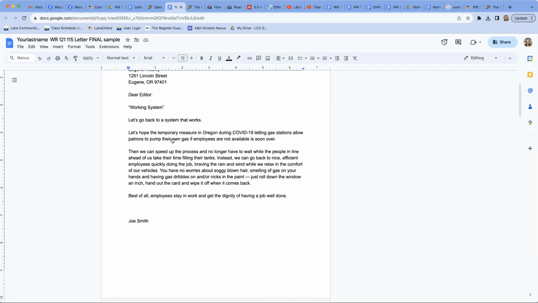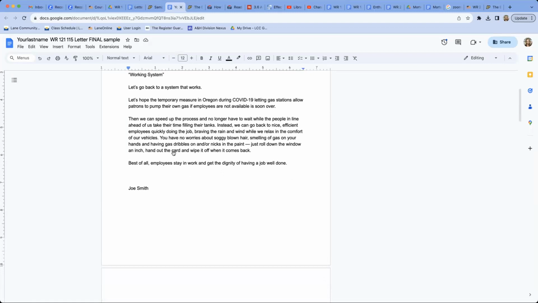Okay, so in this particular case, they are not responding to something previous. They're responding to something going on in the news, which was that temporary measure, which, as we now know, is not over because gas stations now do allow people to pump their own gas. But they jump right in. I know exactly what the letter is about. So I've been intrigued by the first line. I know what the letter is about. And then they dive in and they unpack their opinion.